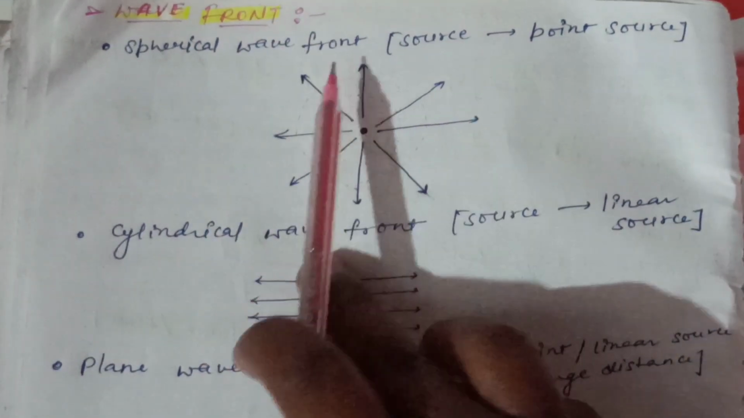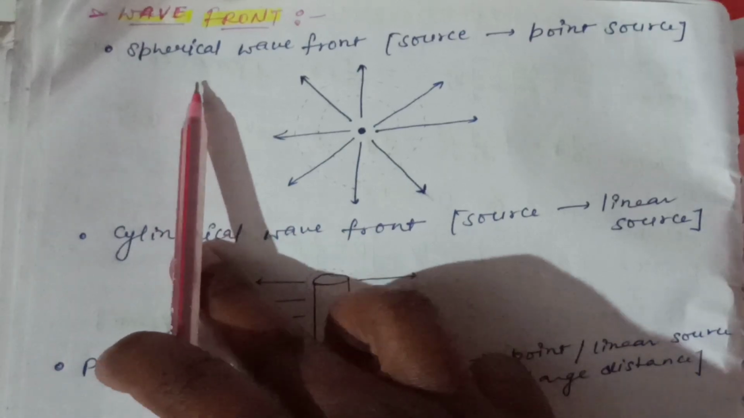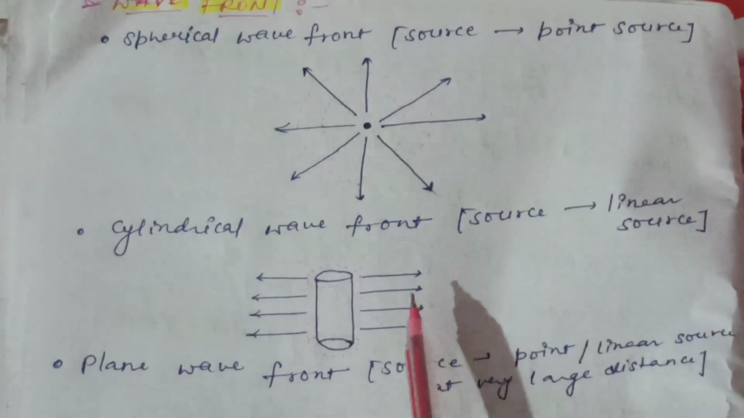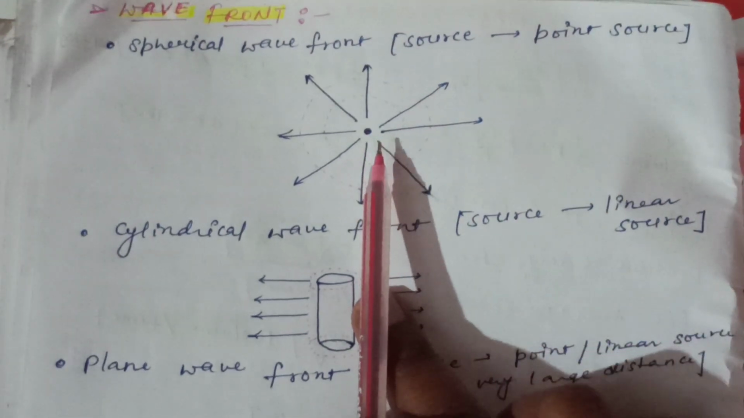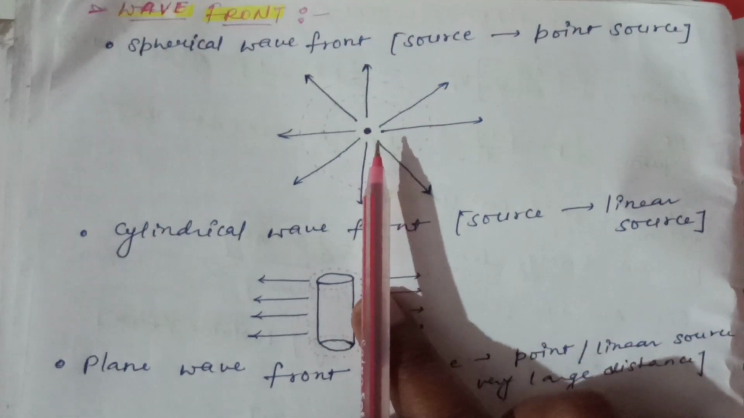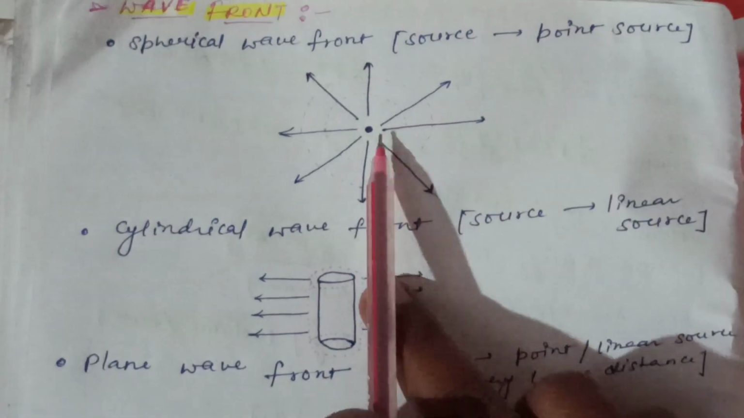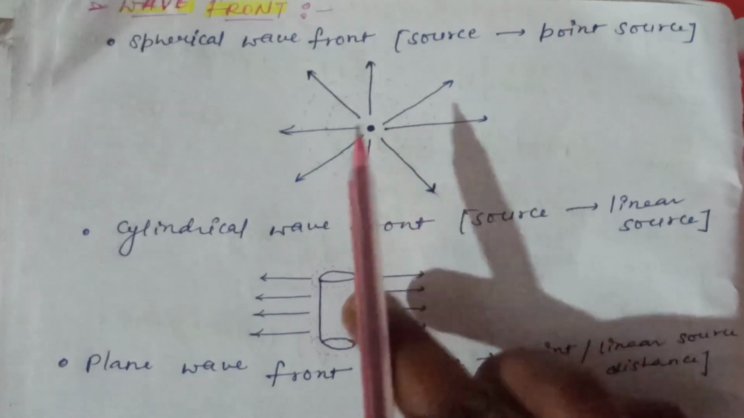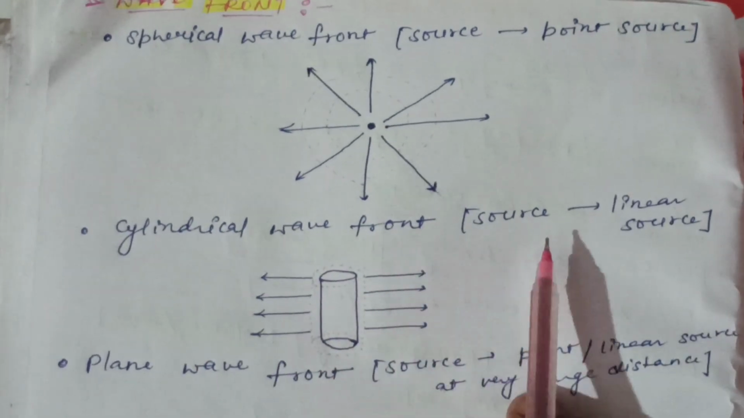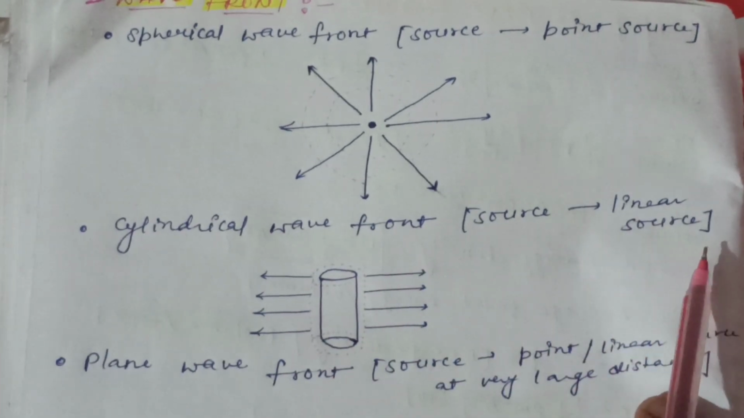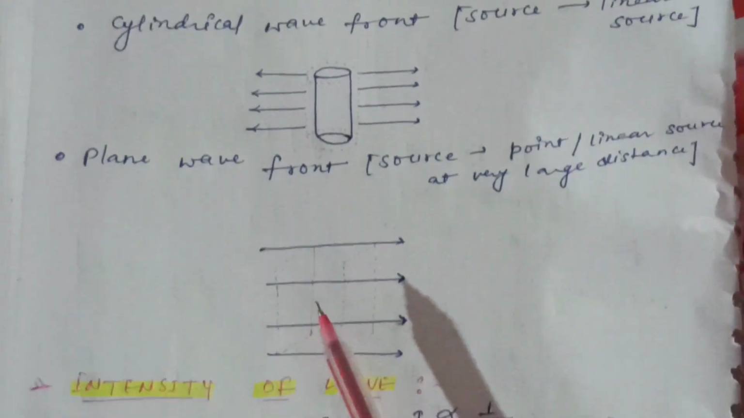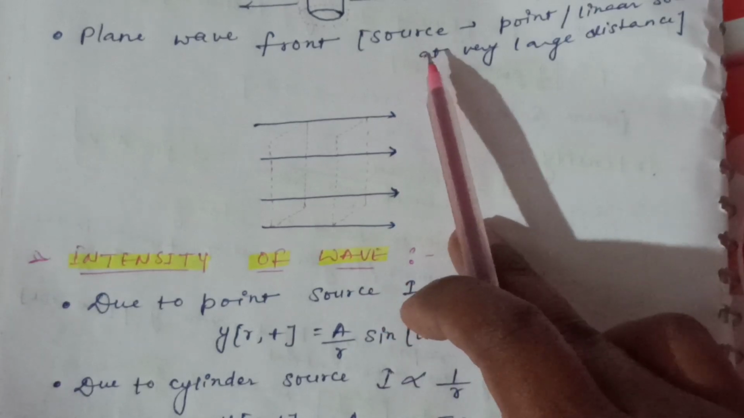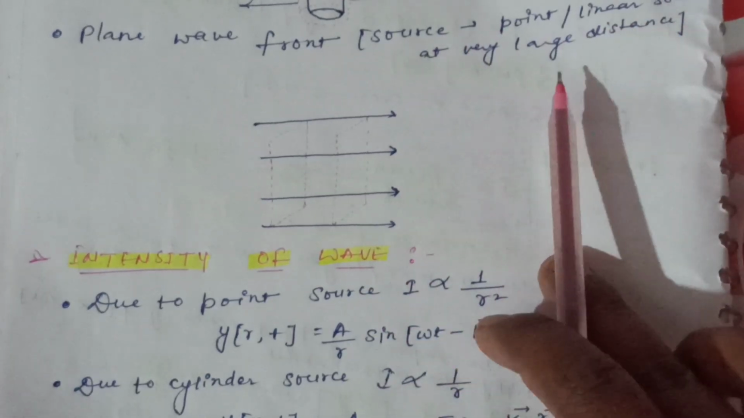Now, wave front. A spherical wave front: source is a point source. A spherical wave front, source is a point source. Cylindrical wave front: source is a linear source. Plane wave front: source is a point or linear source at a very large distance.